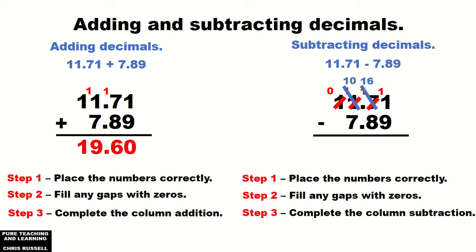and now we're there. So now we can simply go 11 subtract 9 is 2, 16 subtract 8, which is 8. Do not forget the decimal point. 10 subtract 7 in the units column, and we have 3. So therefore our solution is 3.82.